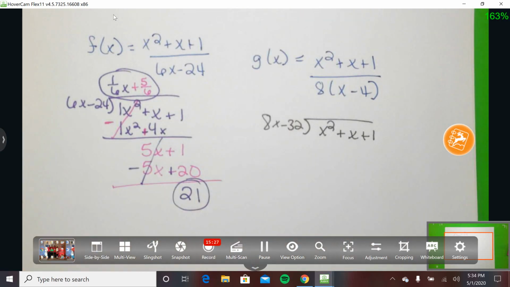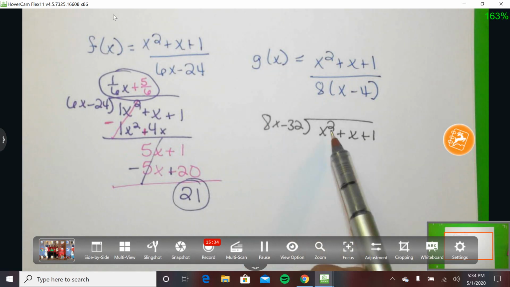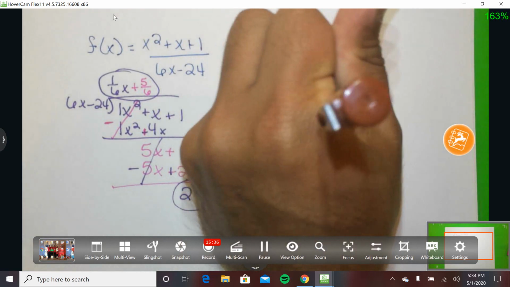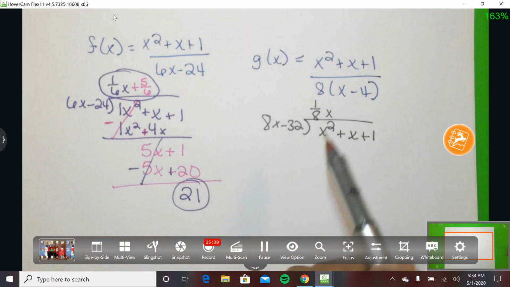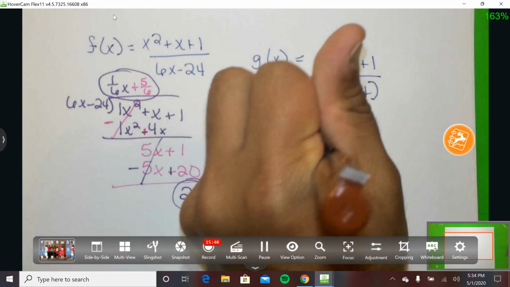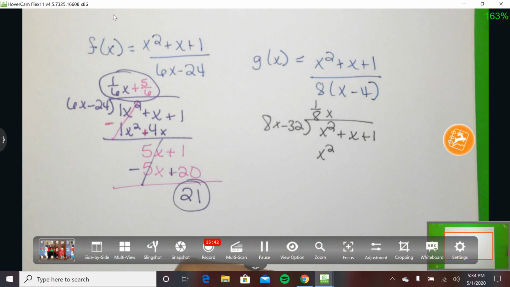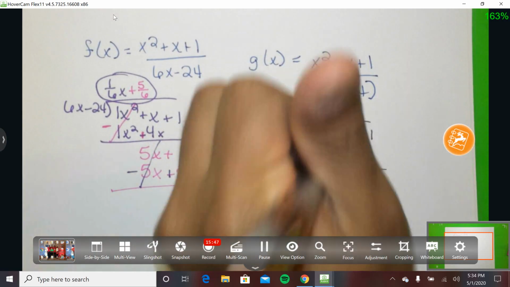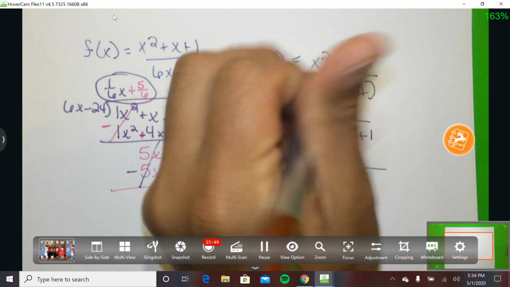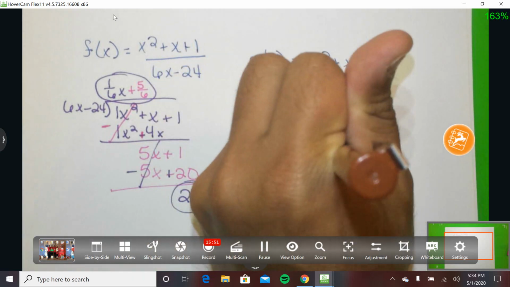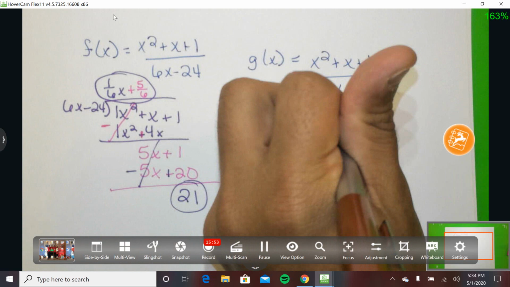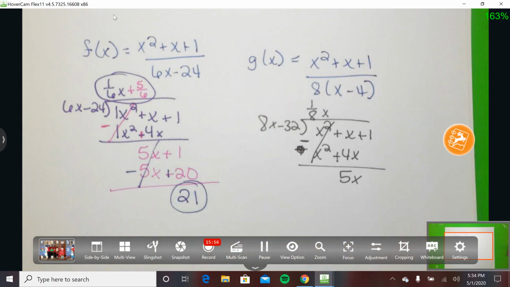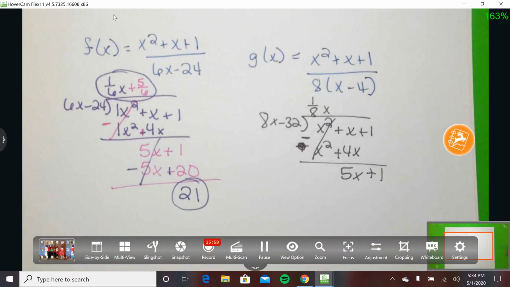So what I did is I distributed that 8. Now, what times 8x gives you x squared? Well, 1/8 x. Multiply back through and you get x squared and then minus 4x. Change your signs. Minus and a plus here. So you get this to cancel out and you get 5x. Bring this down, plus 1.